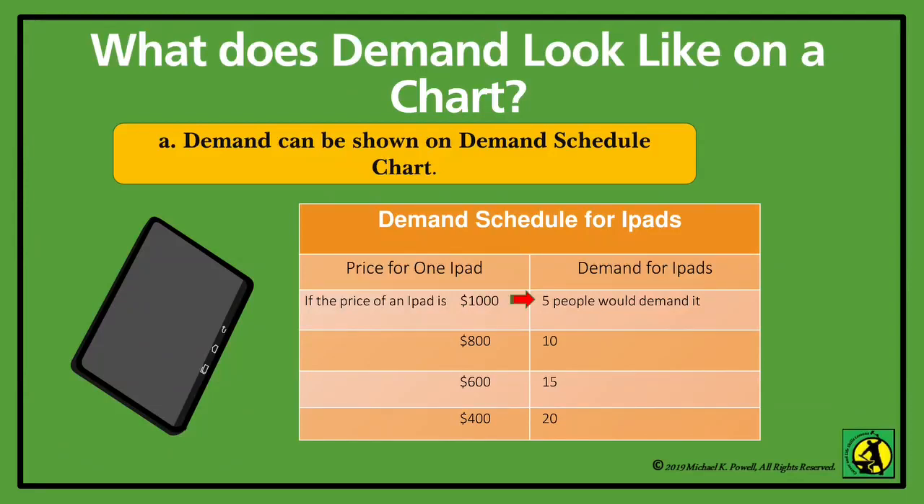As the price goes down to $800, we can see in the next row, then 10 people are willing and able to purchase it. When the price goes down to $600, then 15 people are willing and able to purchase it. And then lastly, $400, 20 people are able and willing to purchase it. So we can see that as the price has gone down, the demand for an iPad has increased. This is called a demand schedule.